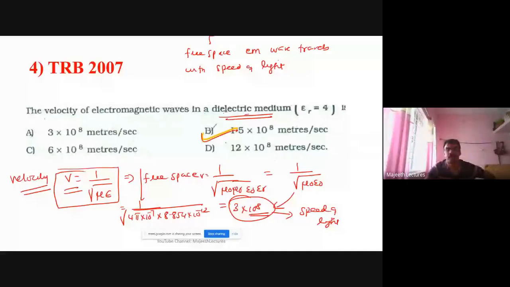I told in the previous problem, free space and dielectric medium both represent the same characteristics, but both are not having the same parameters. So you see, in a dielectric medium with epsilon r equal to 4, the electromagnetic wave propagates with the velocity of 1.5 into 10 power 8 meter per second. Whereas in free space, it is always traveling with 3 into 10 power 8 meter per second. If the dielectric medium varies, the speed of the wave will vary depending on the epsilon r value. That's what we learned from this concept.